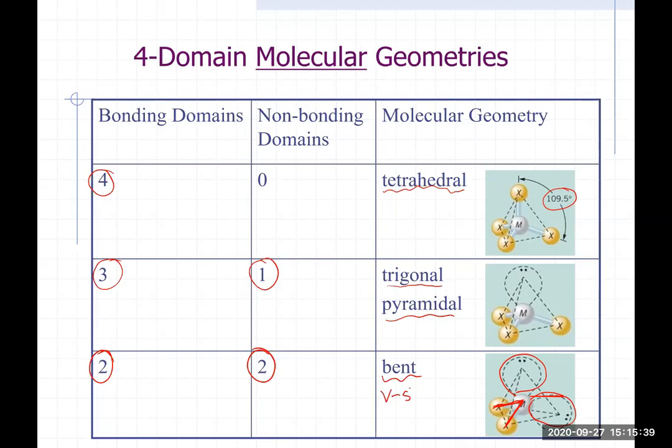I know students hate it when we have multiple different terms for the same thing, but the fact is you need to know them. Bent, V-shaped, or angular. Any one of those 3 terms can be used for this particular 3-dimensional geometry.